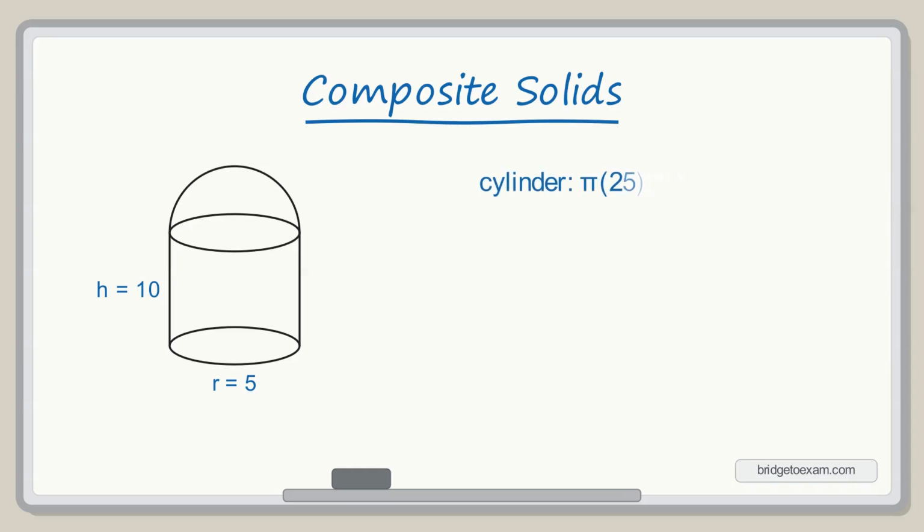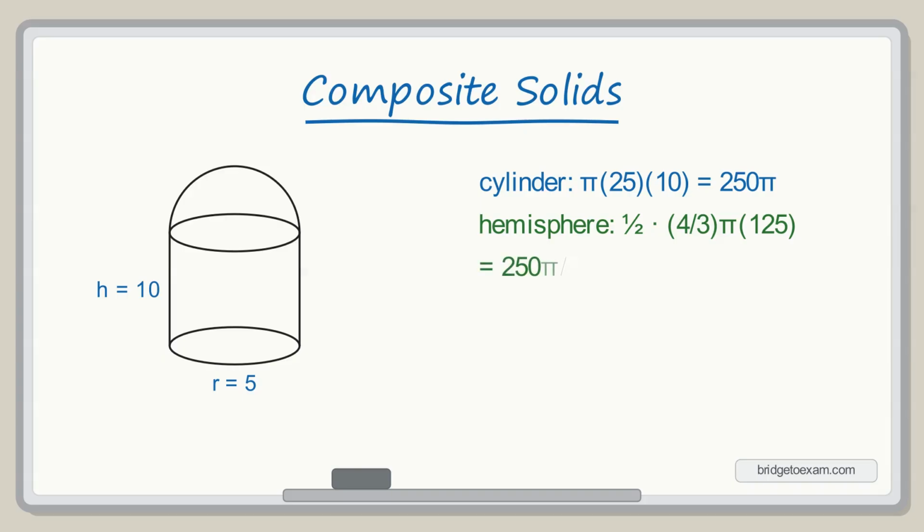The cylinder is pi times 25 times 10, which is 250 pi. The dome is half of a full sphere. Half of 4/3 pi times 125 is 250 pi over 3. Add them together. 250 pi plus 250 pi over 3 is 1000 pi over 3. The trick is simply to handle each solid separately and then combine.